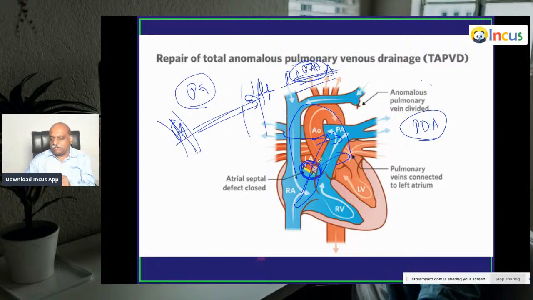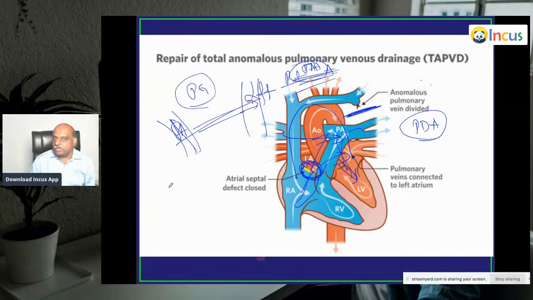Atrial septostomy and the PDA: the main purpose is to bring back the blood from the right to the left, because TAPVC is causing the left blood to go into the right side. Later, you will cut the anomalous pulmonary veins and direct the blood to go directly into the left atrium. That is a definitive surgery.